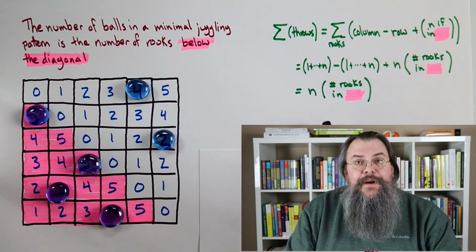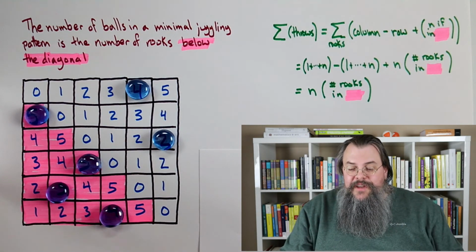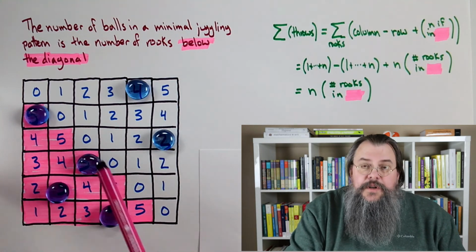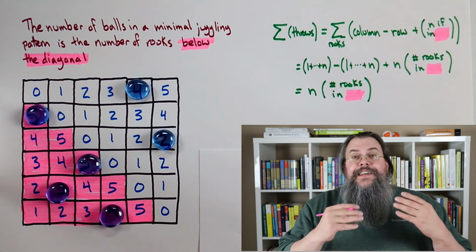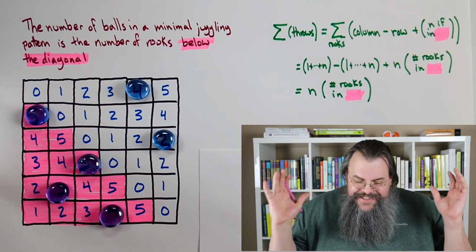Now divide both sides by n. Because remember, the number of balls is the number of throws. And so we come to the conclusion that the number of rooks in the pink region, which is the number of rooks below the diagonal, is the number of balls that you need. Ah, that's so good. So good.